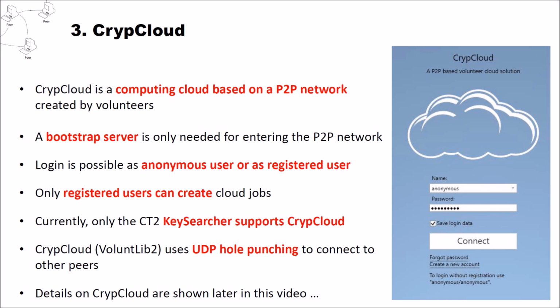And CrypCloud is based on VolunLib 2, and it uses UDP as a network protocol. And it uses UDP hole punching to connect over, for instance, routers to other peers. And details on CrypCloud are shown later in this video when I present how it works in CrypTool 2.